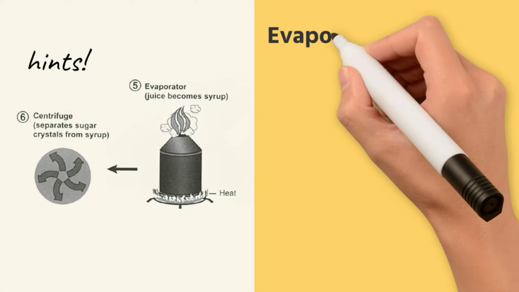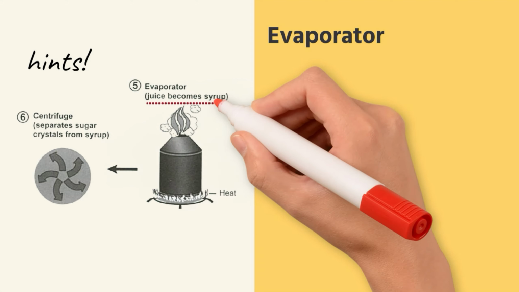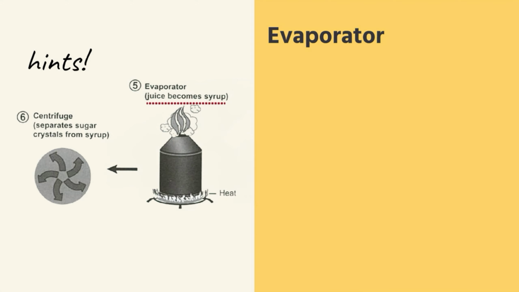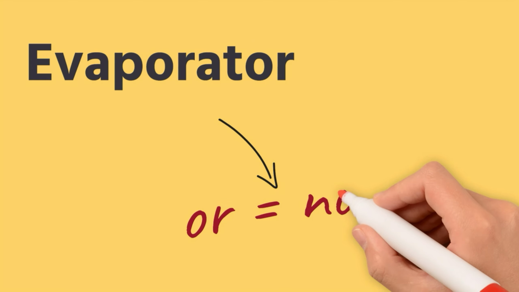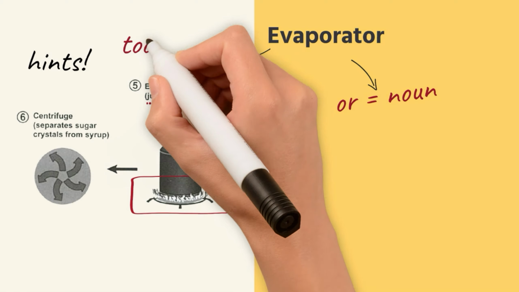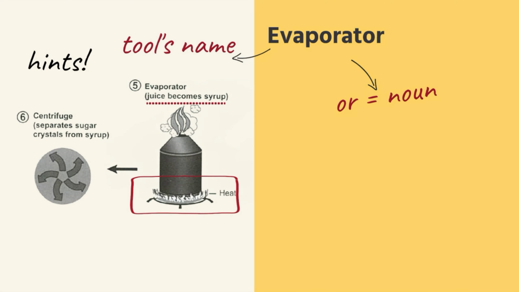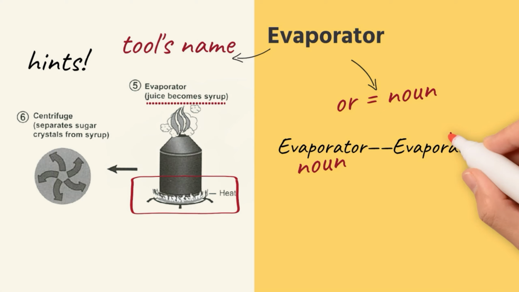Take evaporator for example. The text says juice becomes syrup, and the image shows a heated barrel. This suggests that the water will be gone, and the word evaporator ends in OR, so it's likely a noun. So I can guess that it might be the tool's name. The verb may be evaporate. If you are not sure about the meaning, it's okay. Just guess whether it's a noun or verb.